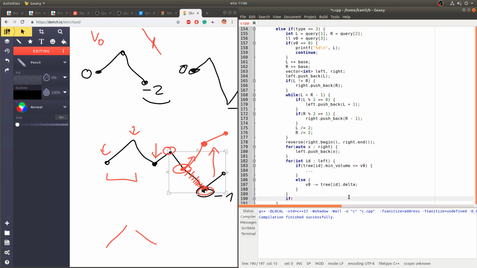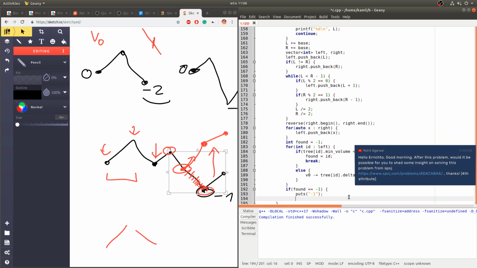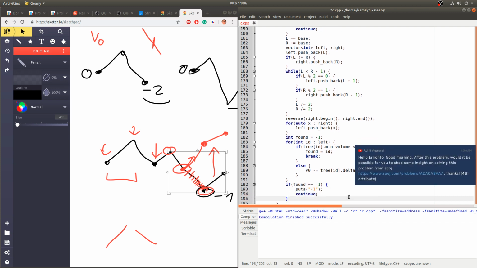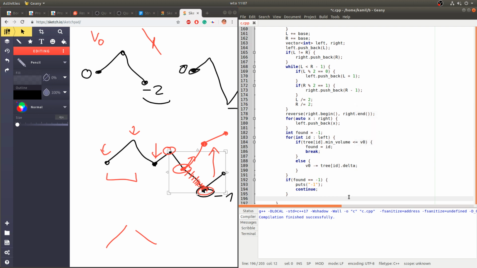And here, let's say int found is -1. Here we'll do found is id and break. This represents, okay, now if found is the vertex from which we should go down. If found is -1, then puts -1 and continue. Rohit, I will check that problem later. And otherwise we go down from this vertex.